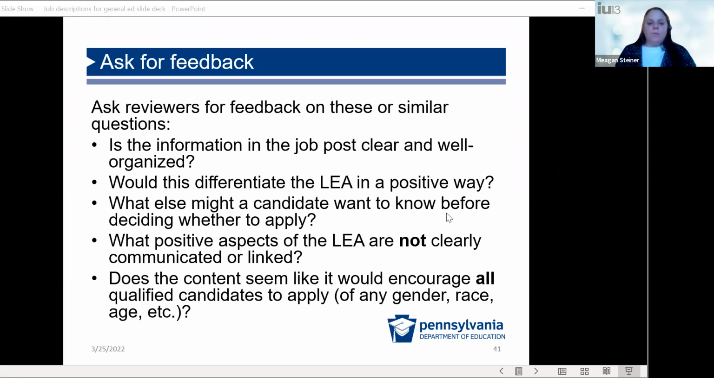And you can ask reviewers for feedback on these or similar questions. Is the information in the job post clear and well organized? Would this differentiate the LEA in a positive way from others? What else might a candidate want to know before deciding whether to apply? What positive aspects of the LEA are not clearly communicated or linked here? And does the content seem like it would encourage all qualified candidates to apply of any gender, race, age, etc.?